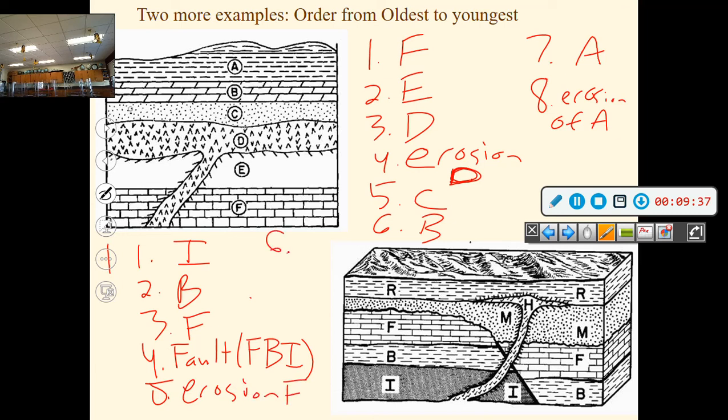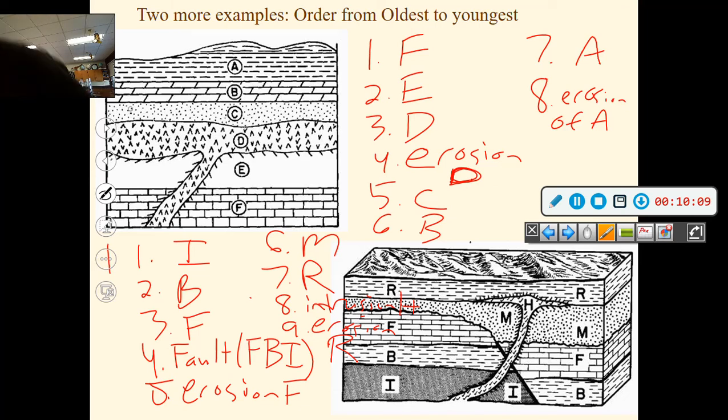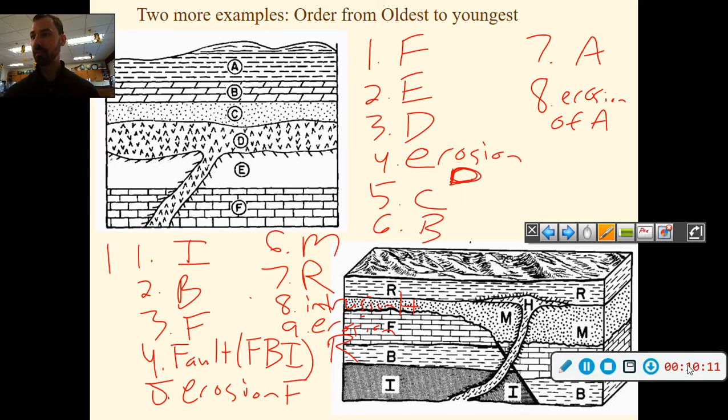Okay, number 6 is M. 7 is going to be R. And then 8 is intrusion H. All right, you can see it goes into there. Contact metamorphism lines all the way around it. And then lastly, if we want to go 9, erosion of R. That's a good way to end it. Okay, so those are definitely a little challenging at first. You got to take your time and think those through. All right.